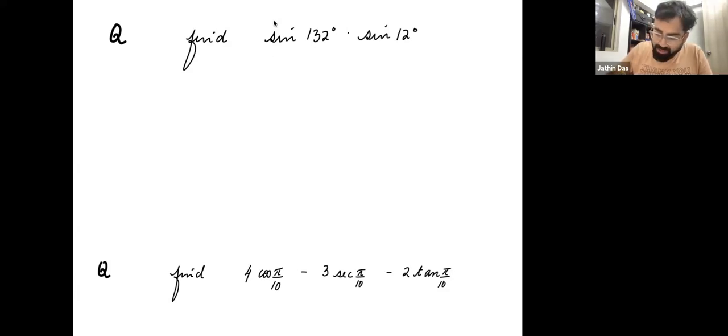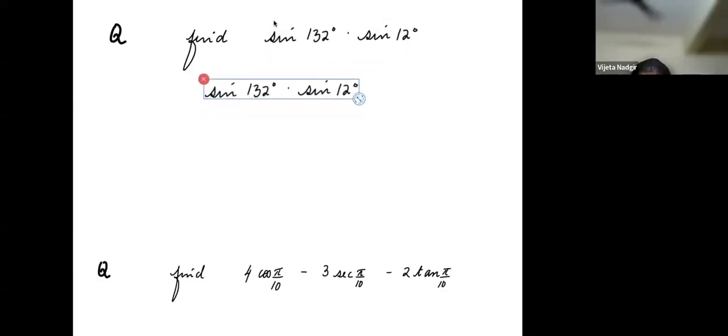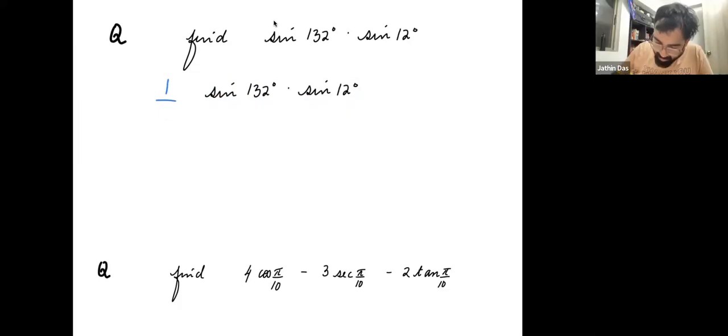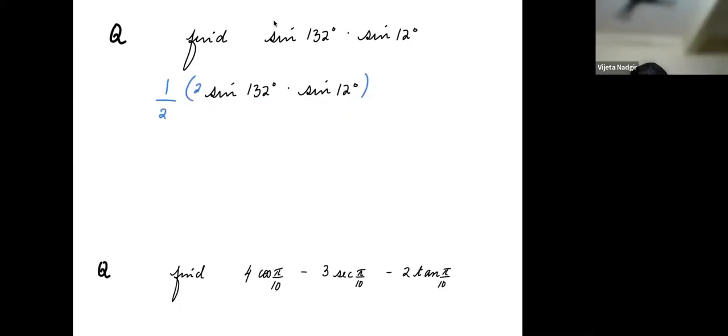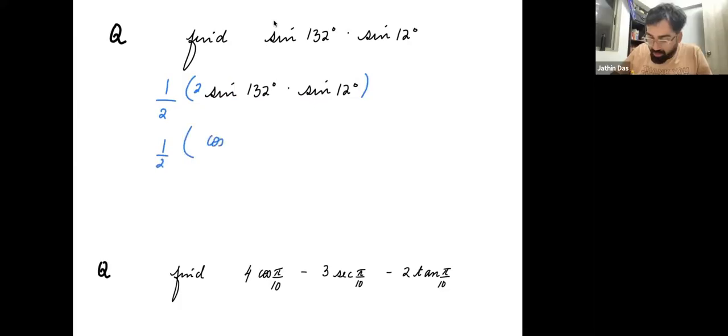What did you do here? It's easy, no? Or you're doing the second one? The first one, I multiplied and divided by 2. Okay, correct. And cos 120 minus cos 144. So minus half plus cos 36. Cos a minus b will come, correct? Cos 120 minus cos 144, correct? So cos 120 is minus half.